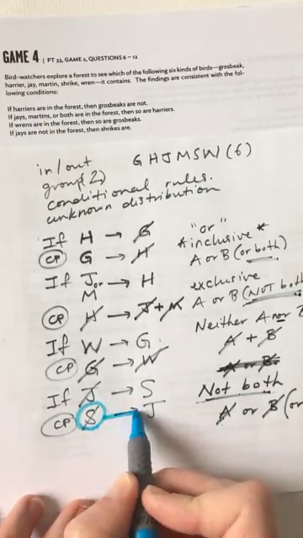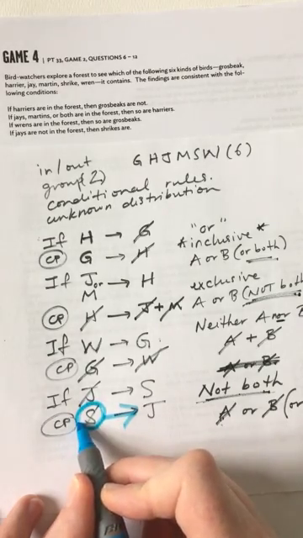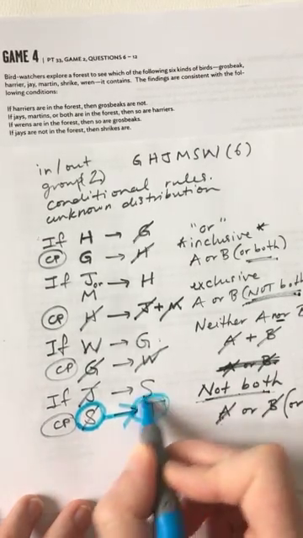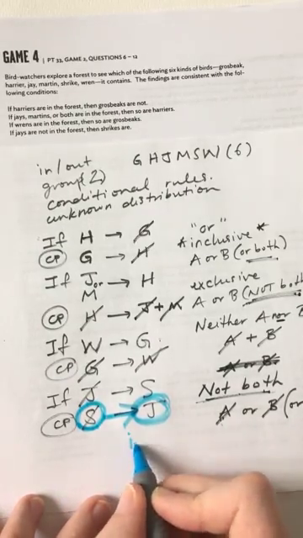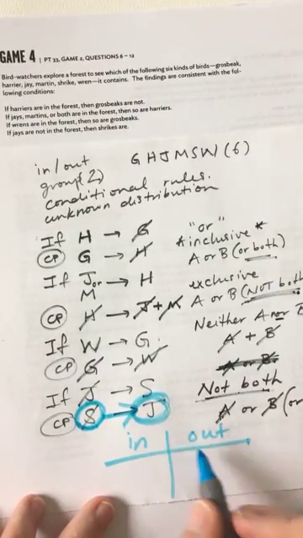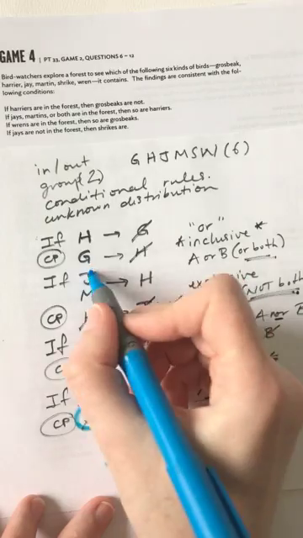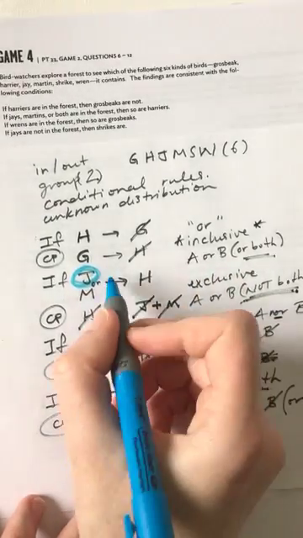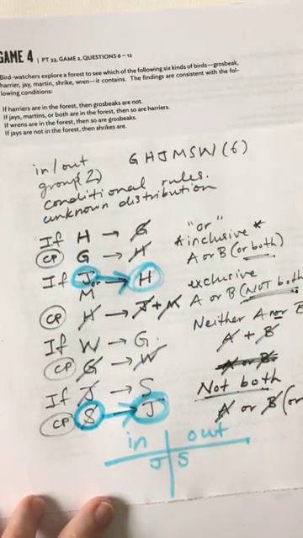So the first thing we can deduce, because this is a trigger, is that J must be in the forest. So if we have our in group and our out group, they tell us that S is out, that means J is in. The fact that J is in is a trigger, so that means that H is in. Great, so now I know another piece of information.